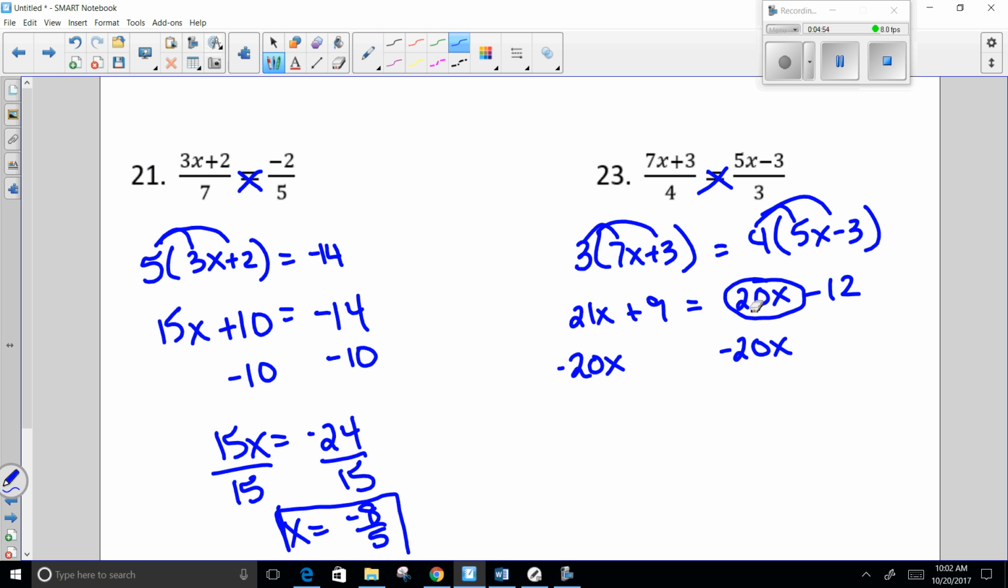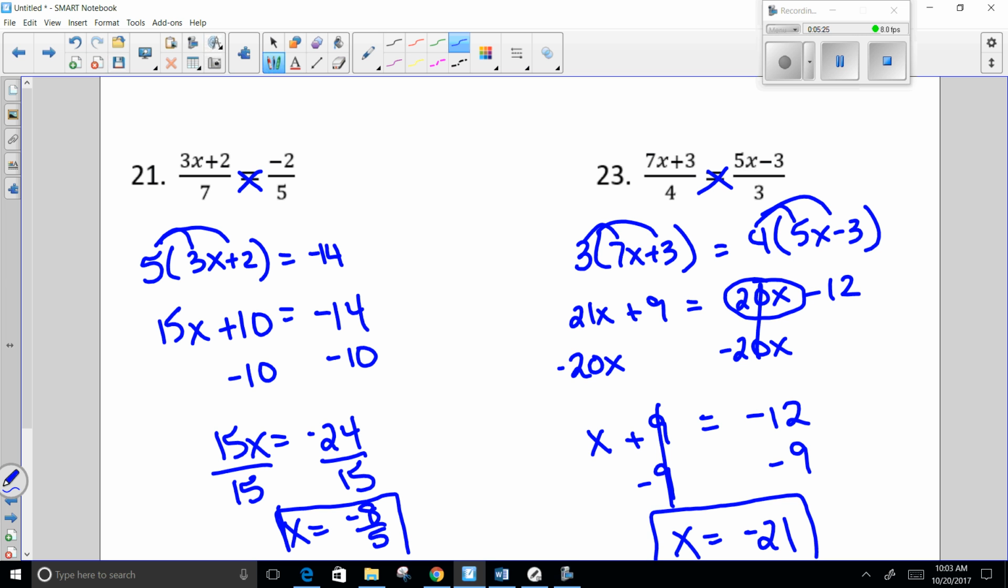What happens is 20x minus 20x, they're like terms, they become 0, and you're left with a negative 12. 21x minus 20x is 1x plus 9. Now this is a really easy equation to solve. This is a one-step equation. How do I take the 9 to the other side? I subtract the 9 from both sides. Negative 9 and positive 9 is 0, so you get x equals negative 12 and negative 9, which are like terms. Add them together and you get negative 21. And that is your final answer.